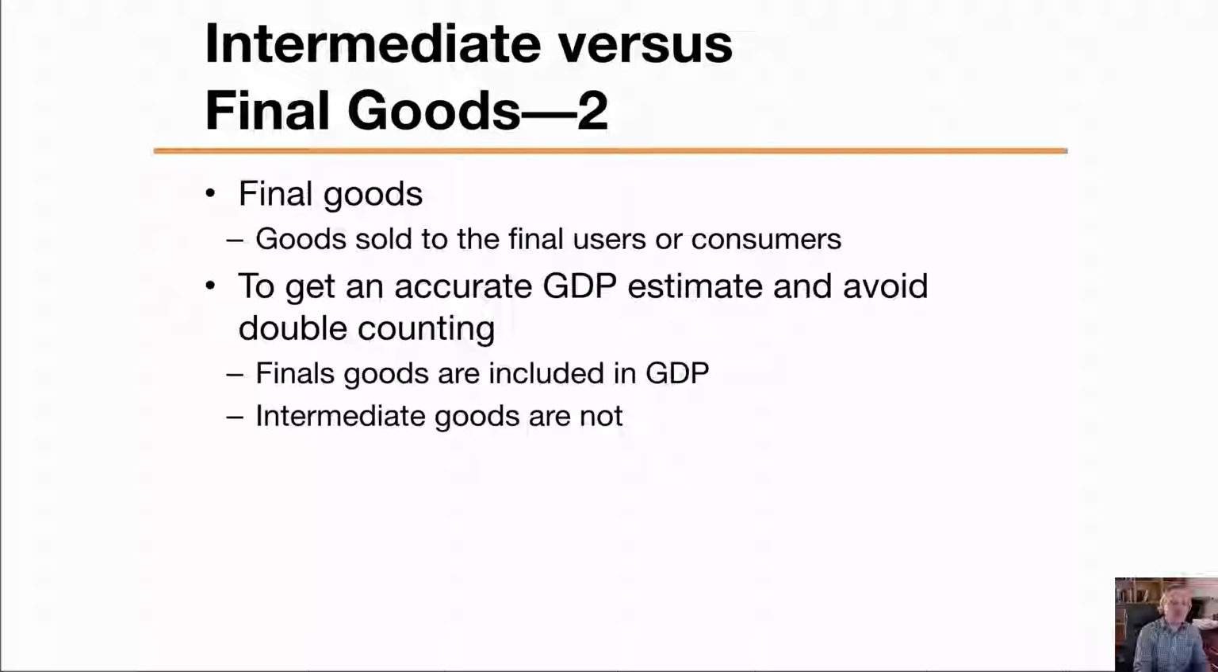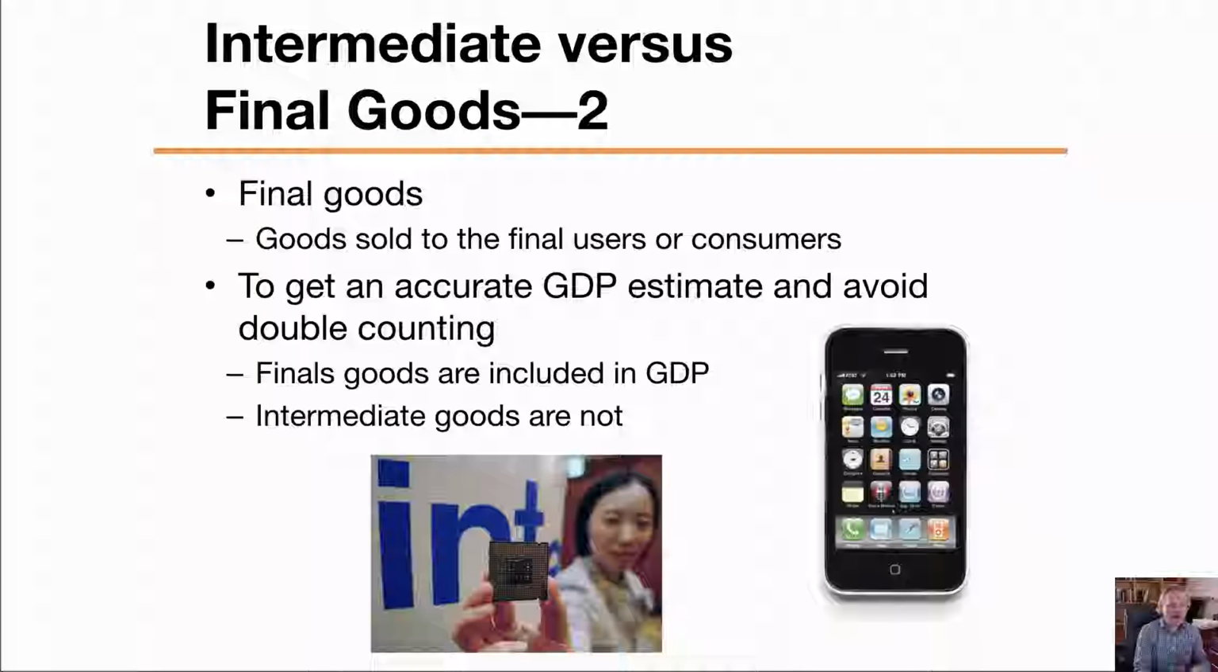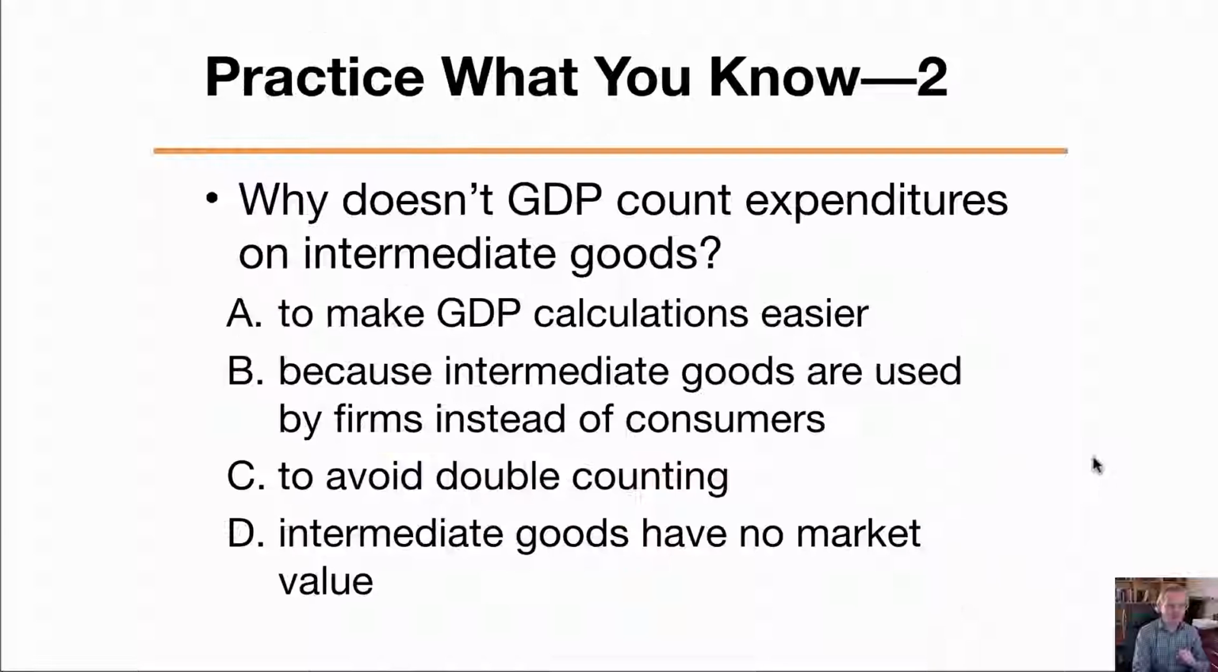So intermediate goods are not the final goods, and so we're not going to include those in the calculation. A computer chip that is put into an iPhone, a really old iPhone here, I need to update my artwork, is an intermediate good. It's not counted in GDP overall.